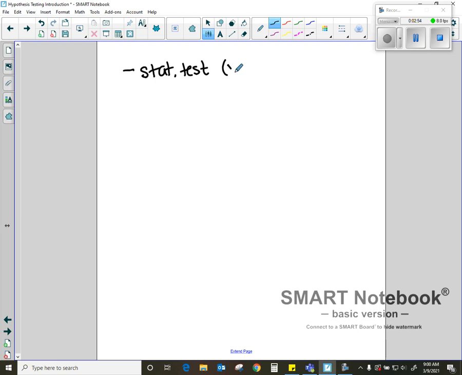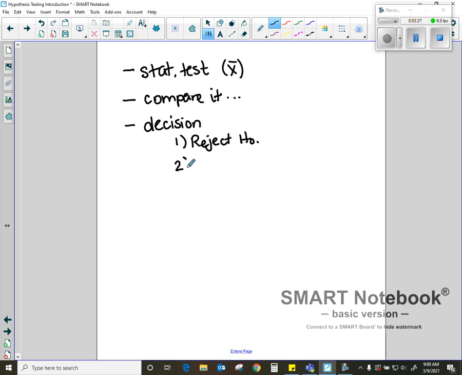And we'll find something like x bar if we're dealing with mu's for our hypotheses. We will, I'm going to use the words, compare it to some values that we'll talk about how to find in the next video. And then we'll make a decision. Now, our decision is always one of two things, and we always speak in terms of the null. We're either going to reject the null hypothesis, or we're going to say we're not going to reject the null hypothesis.